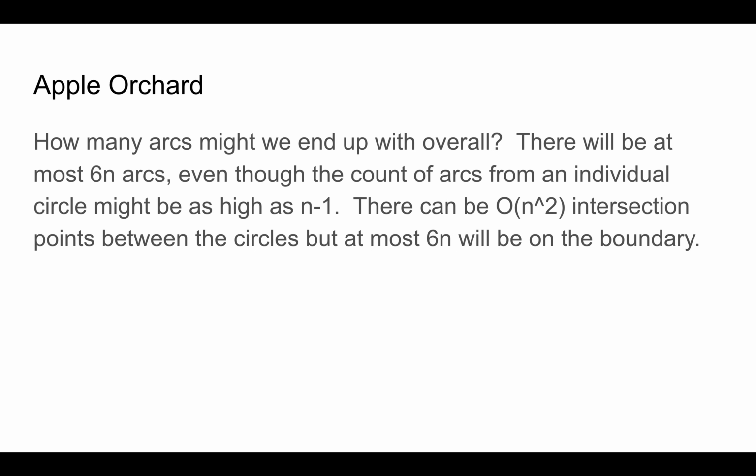Now, how many arcs might we end up with at the end of this process? It turns out there's going to be at most 6 times the number of circles arcs, even though any particular circle might intersect with every other circle, and indeed the count of boundary arcs from an individual circle might actually be as high as the number of other circles minus 1. In addition, there are potentially n squared intersection points between the circles, but rest assured at most 6n are going to be on the boundary. So our eventual representation is linear in the number of circles.